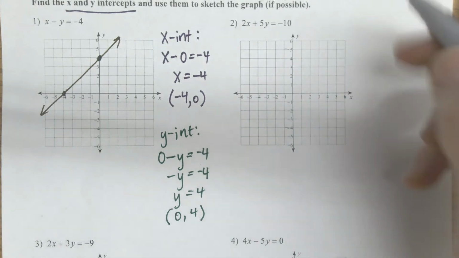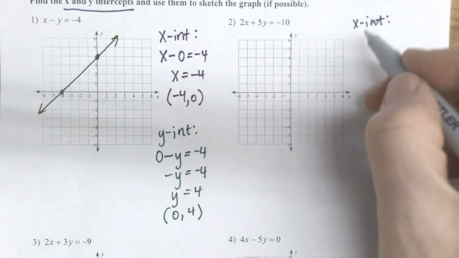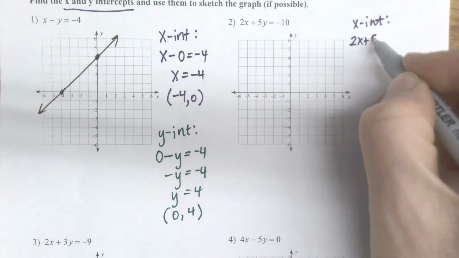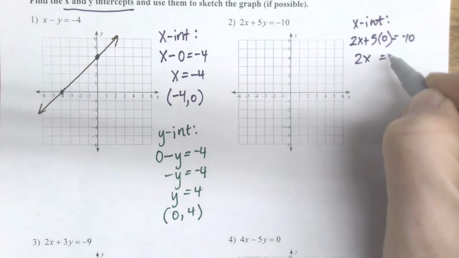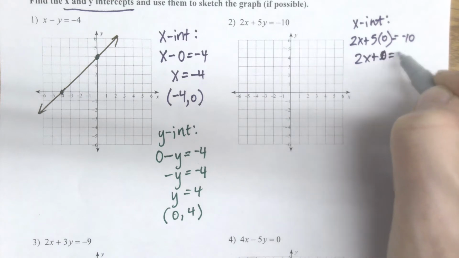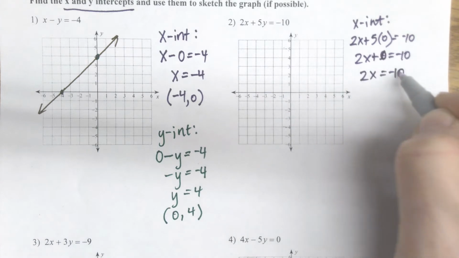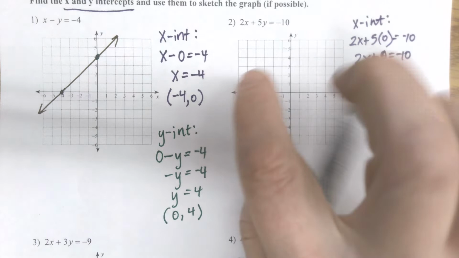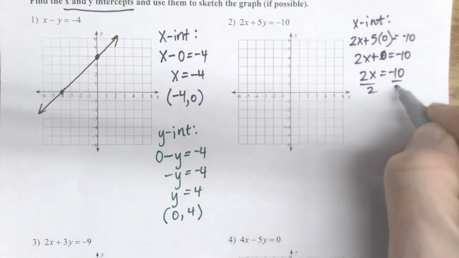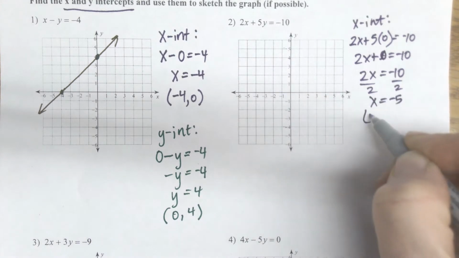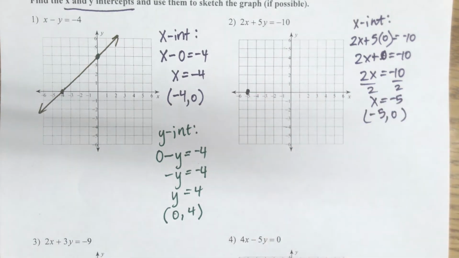So again, if I'm doing my x-intercept, that means that I replace the y with 0, so this is 2x plus 5 times 0 equals negative 10. Well, that's 2x plus 0 equals negative 10, because 5 times 0 is 0. So 2x equals negative 10. A lot of times I just jump right down to this spot. I just get rid of the y term. 2x equals negative 10. Divide by 2 on both sides. X is negative 5, that's the point negative 5, 0. So I go to negative 5, make my point on the x-axis.